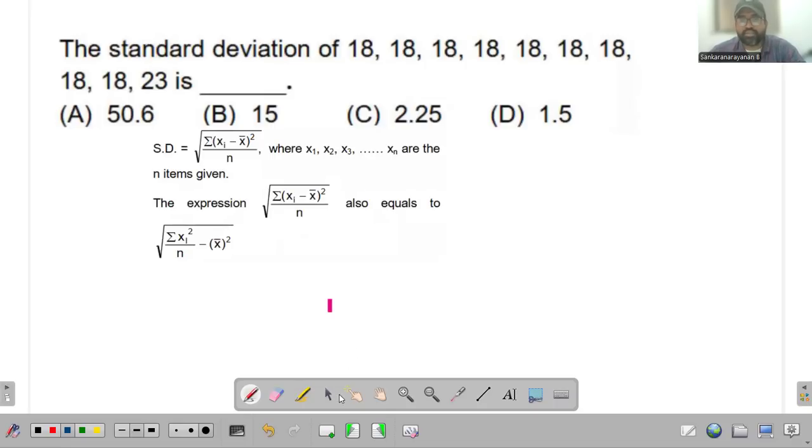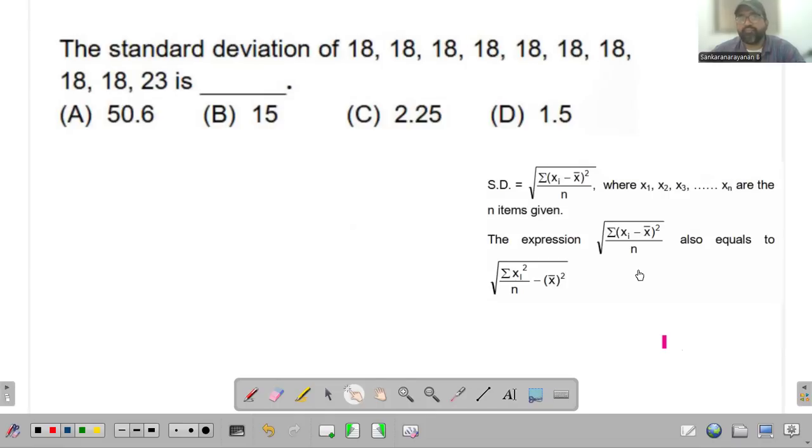See, this formula is what I will be considering. Okay. The second one. I will be using this formula for answering our question. So let's have a look at it. 18, 18, 18, 18, 18, 18, 18, 18, 18, 23.